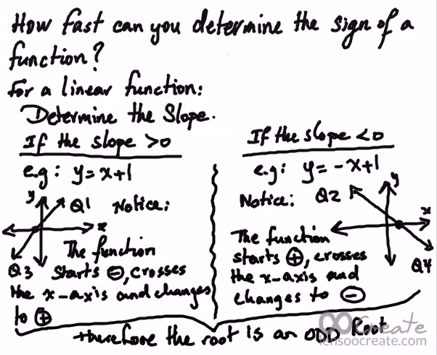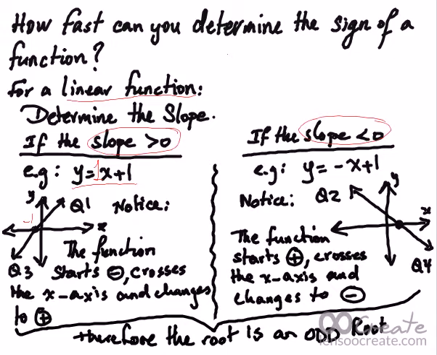For a linear function, we have to consider two cases: if the slope is positive or if the slope is negative. We have an example here, y equals x plus 1, for the slope being positive. The slope here is equal to 1, as you can all see. This expression, y equals x plus 1, has an x-intercept at x equals negative 1. And we're not going to be interested in the y-intercept, just the x-intercept.